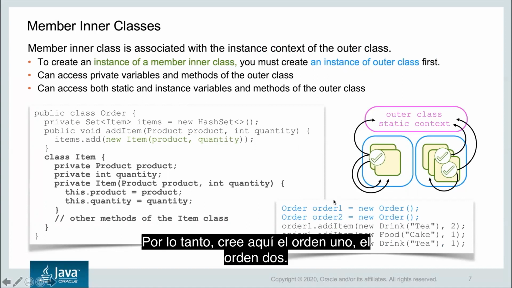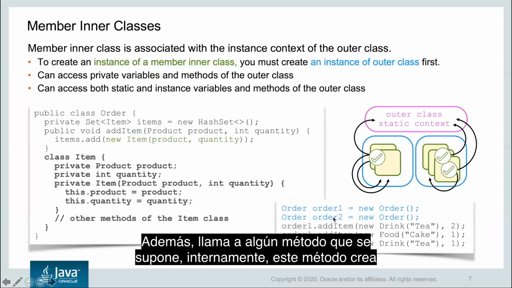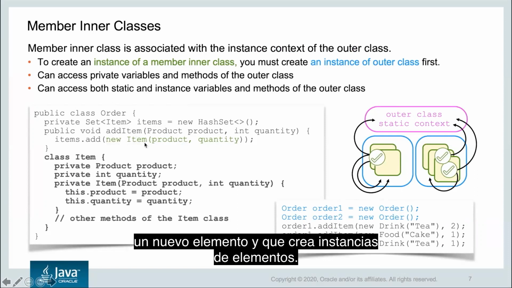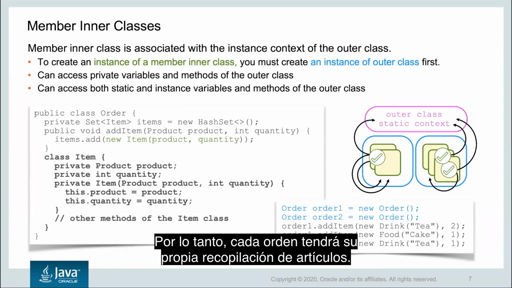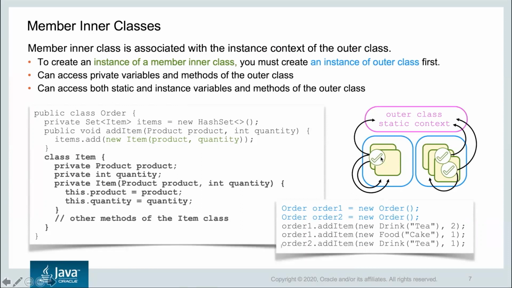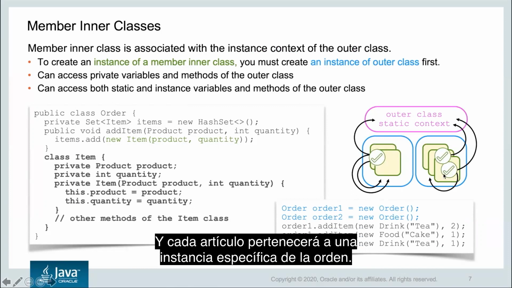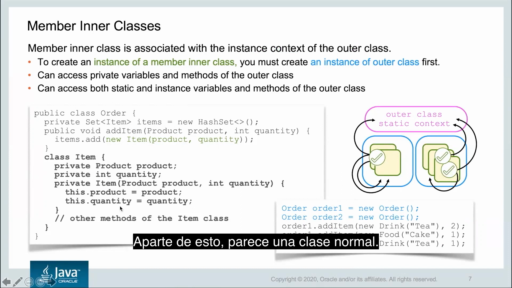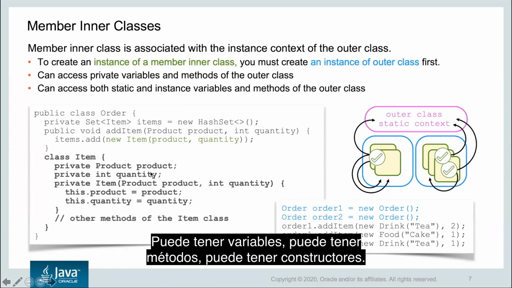So you create here order one, order two, and then you call some method that, presumably internally, creates a new item, and that creates instances of items and maybe stores them in some kind of set inside the order. So each order will have its own collection of items, and each item will belong to a specific instance of the order. Apart from that, this looks like a normal class. You could have variables, you can have methods, you can have constructors.